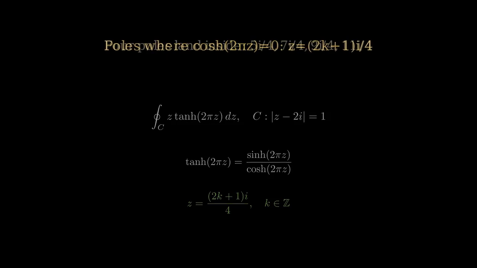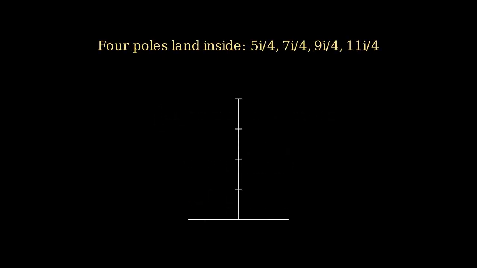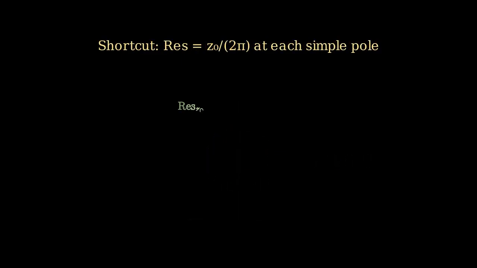Step 3. Check which of these poles actually sit inside the given circle. Only poles trapped inside the contour matter. Checking the distance from the center, 2i, to each candidate, 4 poles land inside this particular circle: 5i divided by 4, 7i divided by 4, 9i divided by 4, and 11i divided by 4. Step 4. Confirm each trapped pole is simple. Step 5. Apply the shortcut.